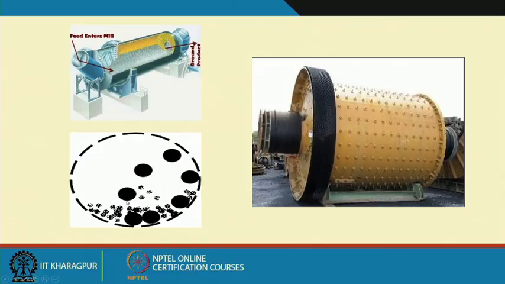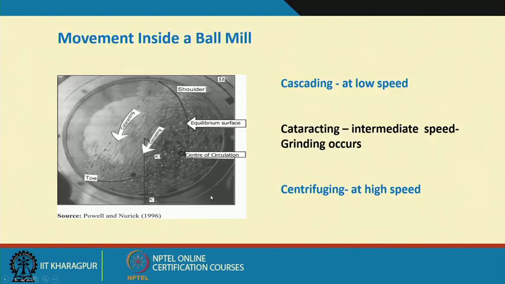And this is where I wanted to show how the balls fall back onto the toe, as we call it, where they hit the particles and break them. This image I have taken from a paper written by Malcolm Powell and Nurick in 1996, where they captured some photographs of the movement inside a ball mill.